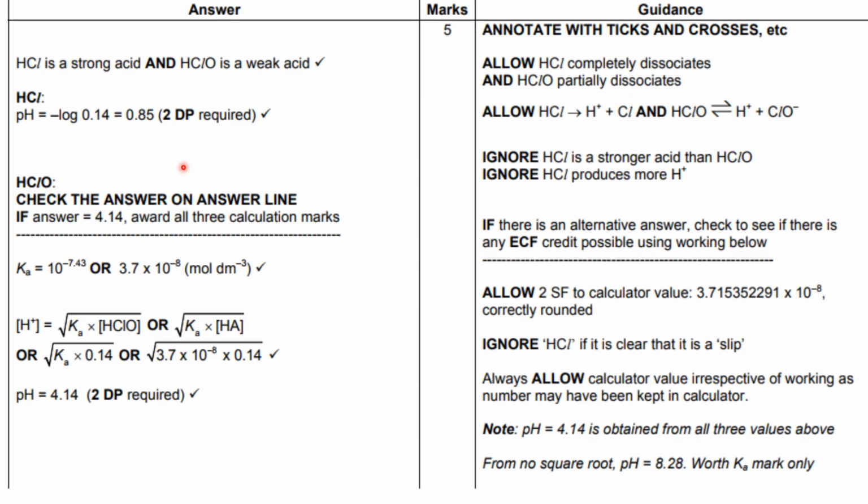Let's have a look at the mark scheme to double check. And we've got HCl as a strong acid and HClO as a weak acid. They allow equations. So if there's an alternative answer, for example, to the 4.14, there's some ECF credit available down here. So calculating the Ka is our first step there. Working out the H+ concentration is the second step, and then 4.14 with 2 dp required. And you can see the same thing going on up here with the pH of the HCl, 2 dp required.